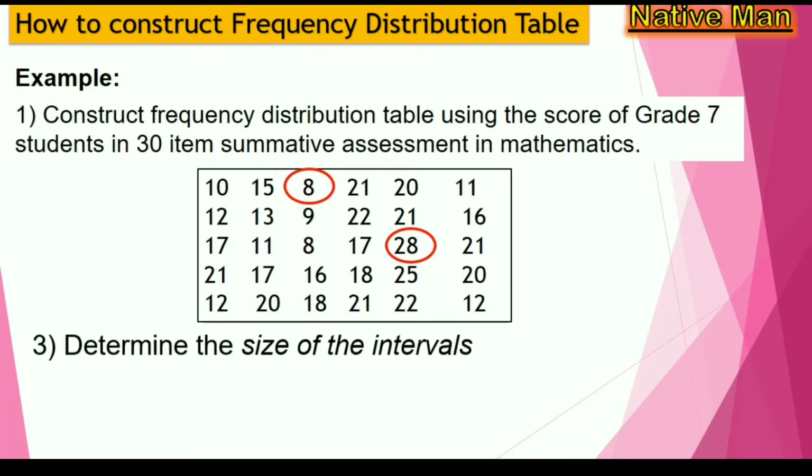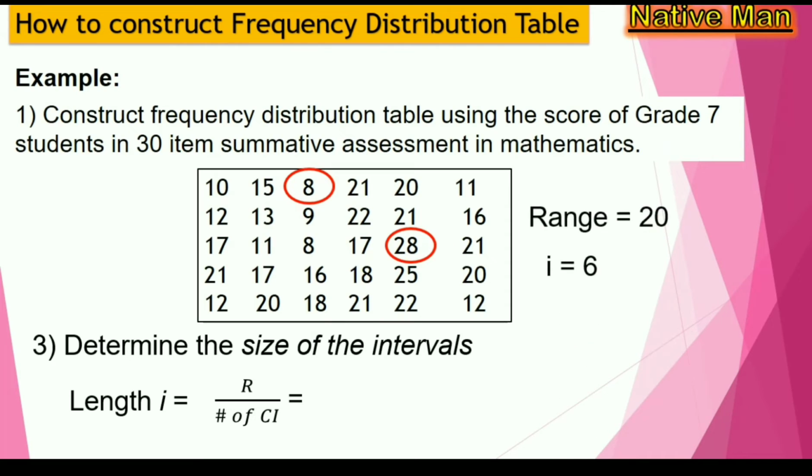Third step is to determine the size of the intervals. The size means the length of the intervals, and to determine it, it is range over number of class intervals. Earlier we computed that the range is 20 and the number of class intervals is 6. Let's substitute it. Range 20 over number of class intervals 6 equals 3.33, or we round it off to the nearest whole number, which is 4.